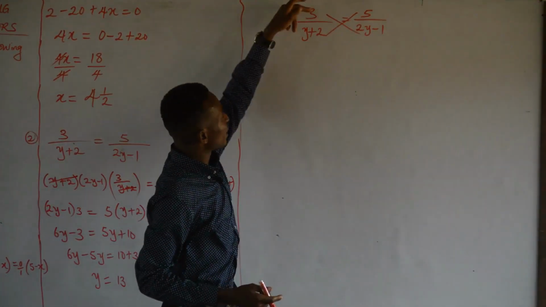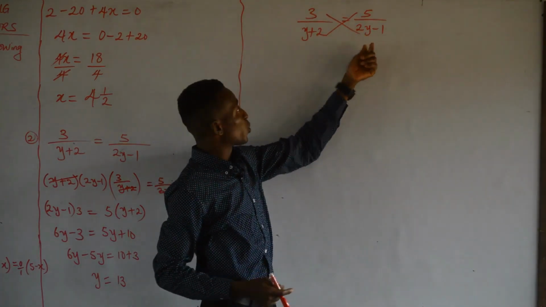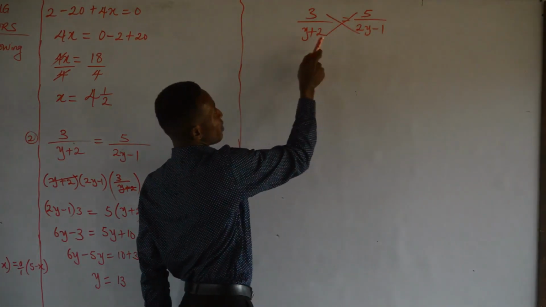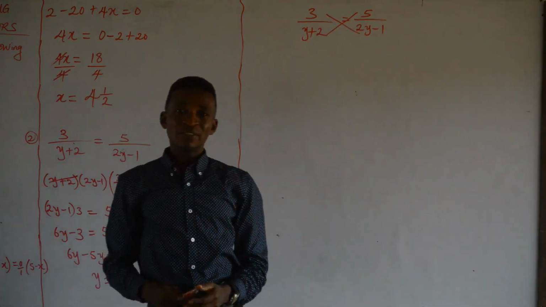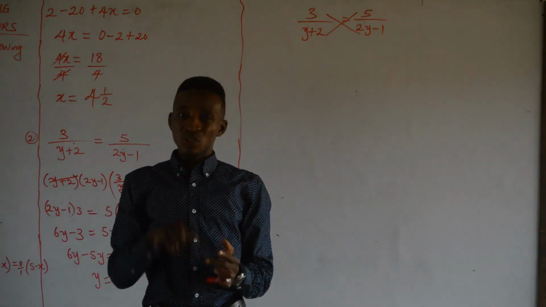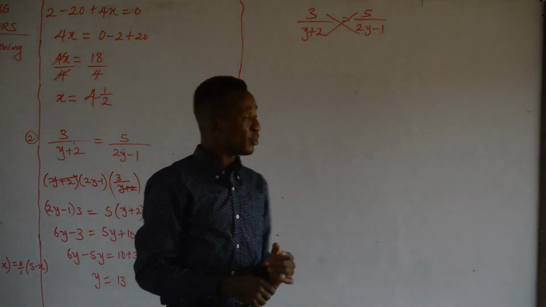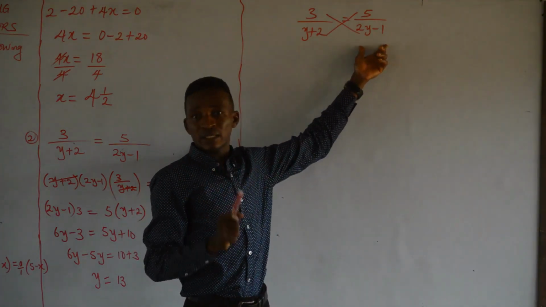What this symbol means is that you are using the 3 here to multiply this denominator, which is 2y minus 1. Then the 5 here, you're using to multiply y plus 2. And the reason why you're doing that is because you're having a single value at the denominator. That means just only one denominator is what you have on the left hand side, and you're also having one denominator on the right hand side.